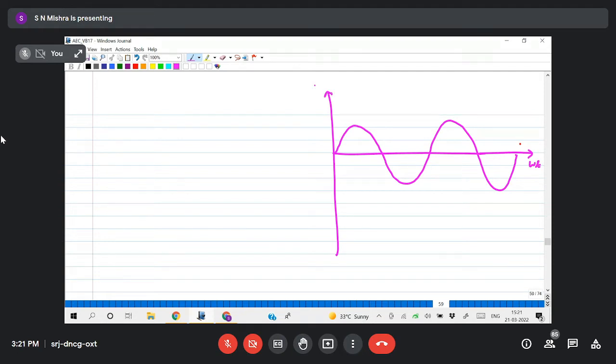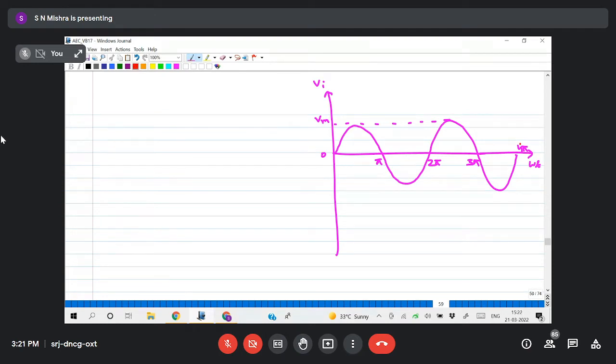Omega t, Vi, this is your Vm, 0, pi, 2 pi, 3 pi, 4 pi. So the time period is T equals 2 pi here.